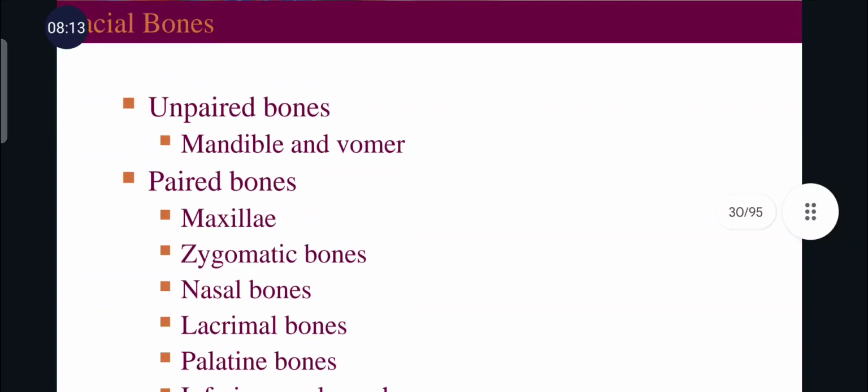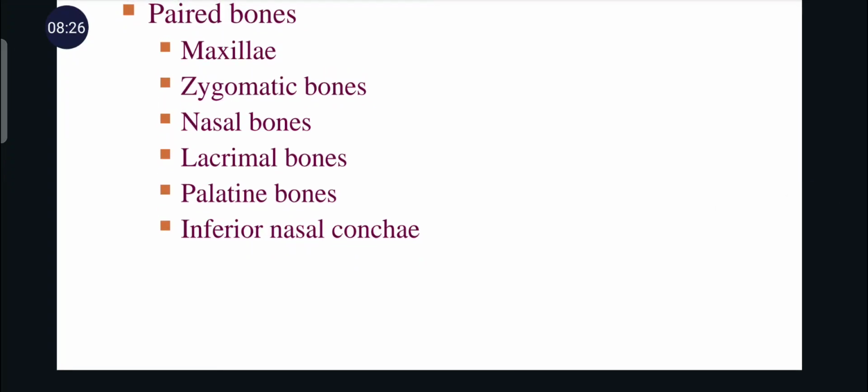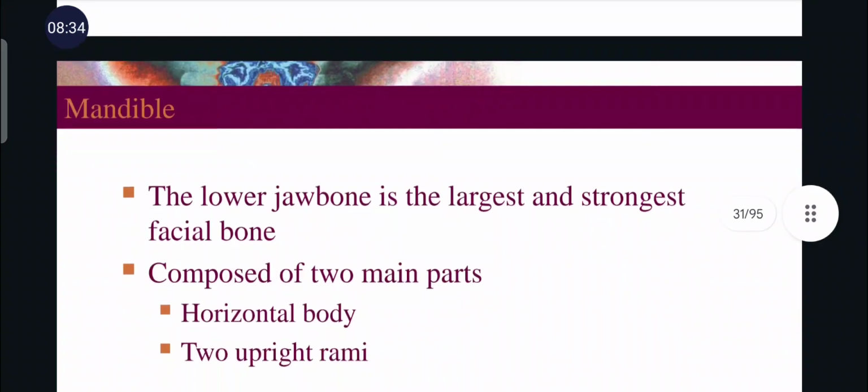Facial bones: there are some bones which are paired and some are unpaired. Unpaired bones include mandible and vomer, which are only 1 in number, whereas paired bones include maxillae, zygomatic bones, nasal bones, lacrimal bones, palatine bones, and inferior nasal conchae, which are 2 in number each.